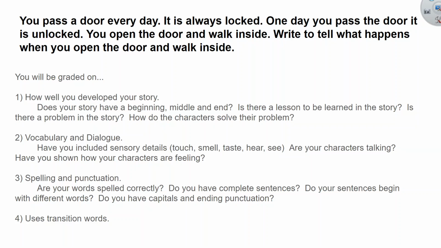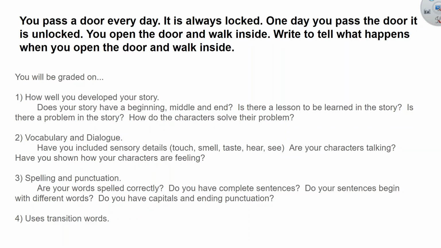You're going to be graded on your spelling and punctuation. Are your words spelled correctly? Do they have complete sentences? Do your sentences begin with different words? Remember, you're not going to always just say and, or then. Do you have capitals and ending punctuation? And then lastly, are you using those transition words? So that's how you're going to be graded.